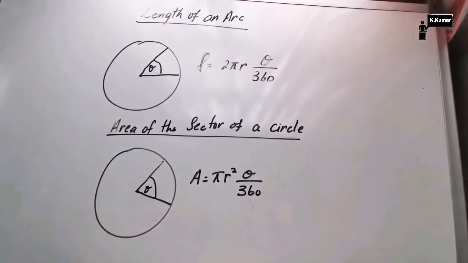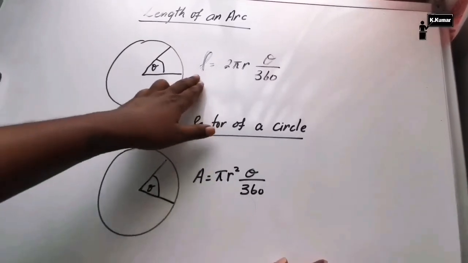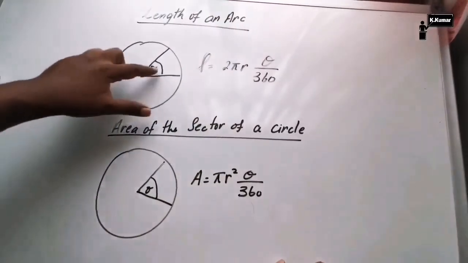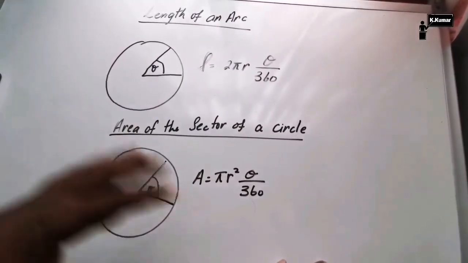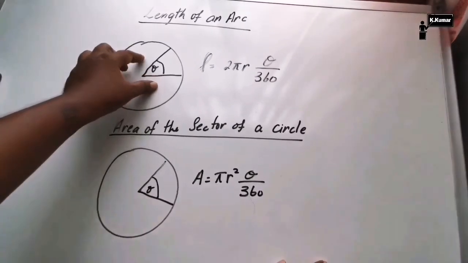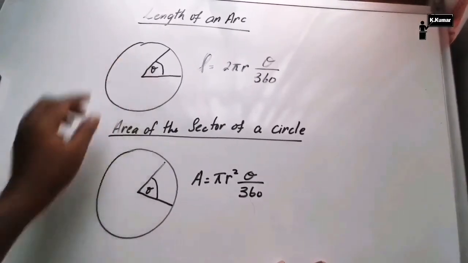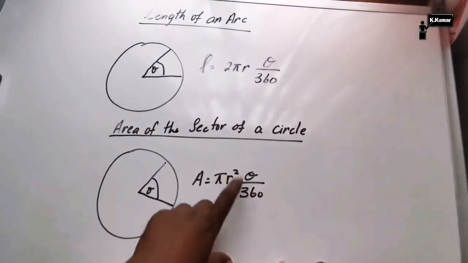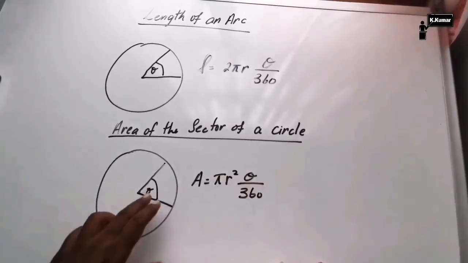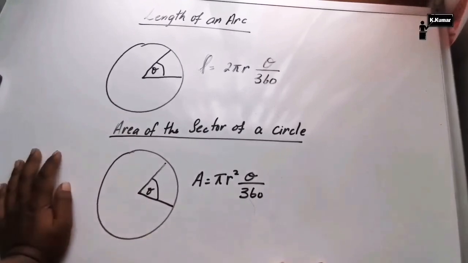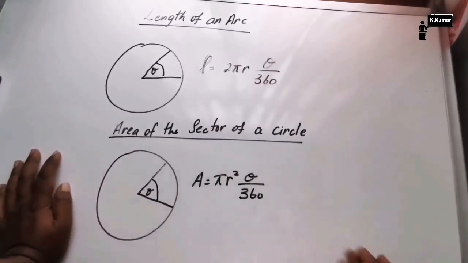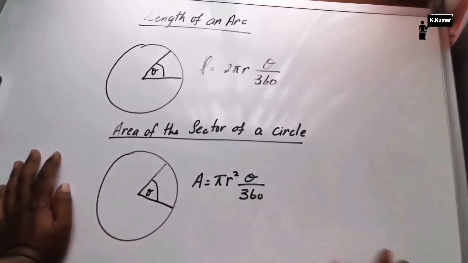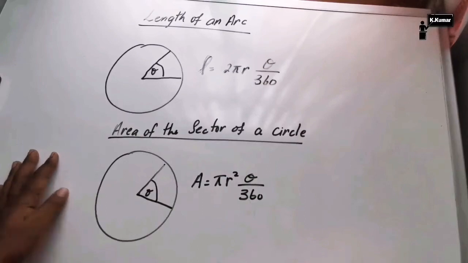So let's look at the length of an arc. The formula to find the length of an arc is L equals 2 pi r theta over 360. Now theta is the angle that is given. So when you're finding the length of an arc, you have to be given an angle. And the area of the sector of a circle, A equals pi r squared theta over 360. Again, theta would represent whatever angle is given to you. You should already know that pi is 22 over 7, or approximately 3.142, and r is the radius.